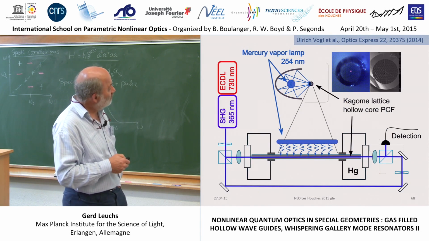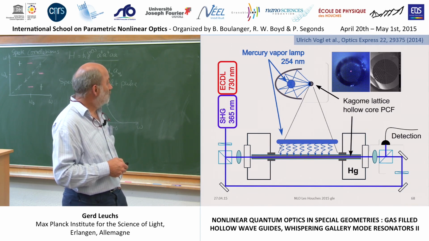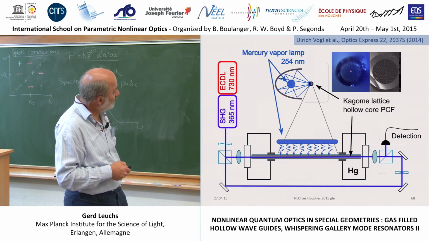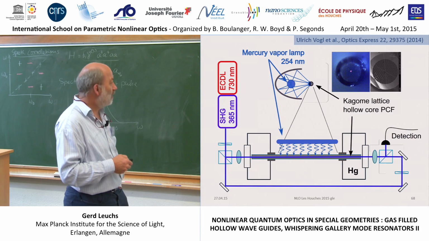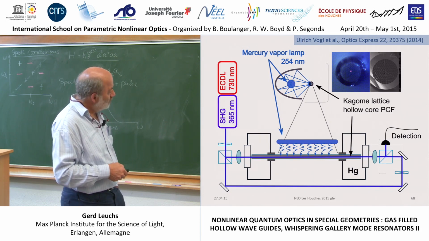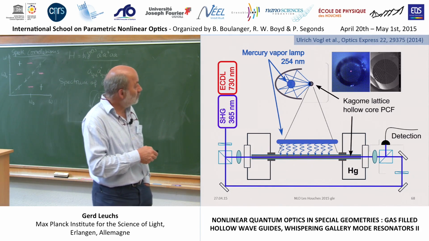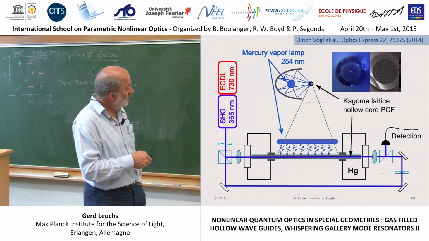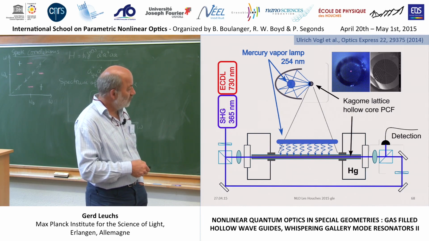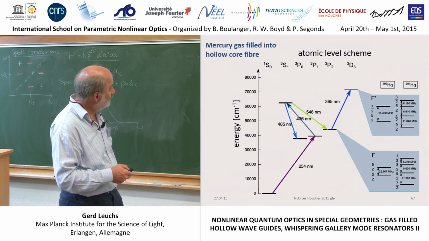He has a mercury vapor lamp, which illuminates part of an elliptical resonator, half an ellipsoid, and in the second focus is the fiber, so that all this 254 nanometer radiation from that mercury lamp is focused onto the fiber, exciting the mercury inside the fiber. Let's go back here.